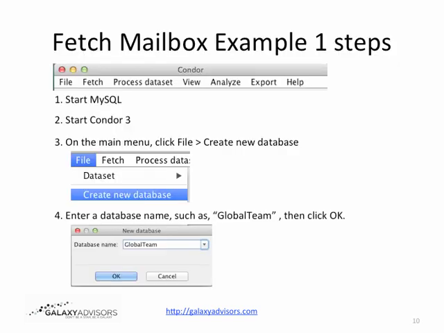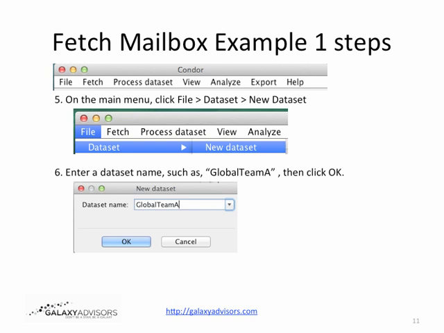To begin with, we make sure to, step 1, start MySQL server. That needs to be started. The second is start Condor after MySQL is running. On step 3 on the main menu, click File and create new database. And then step 4 is to enter a database name, such as I put in Global Team, then click OK. Step 5 on the main menu, click File, Dataset, New Dataset. This is where your mail is going to be stored.